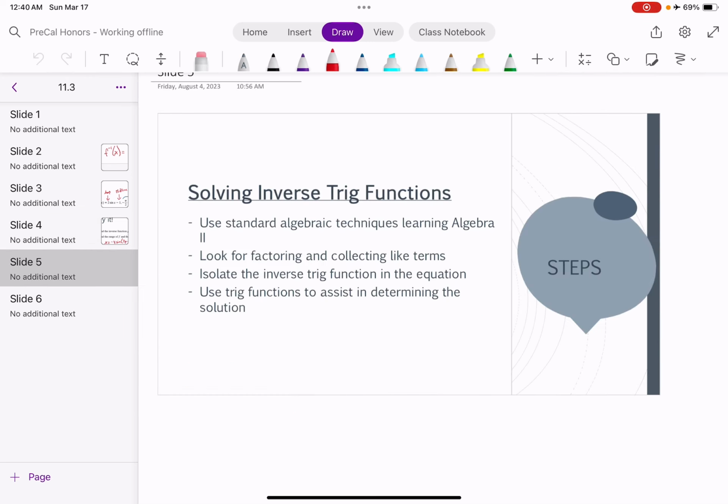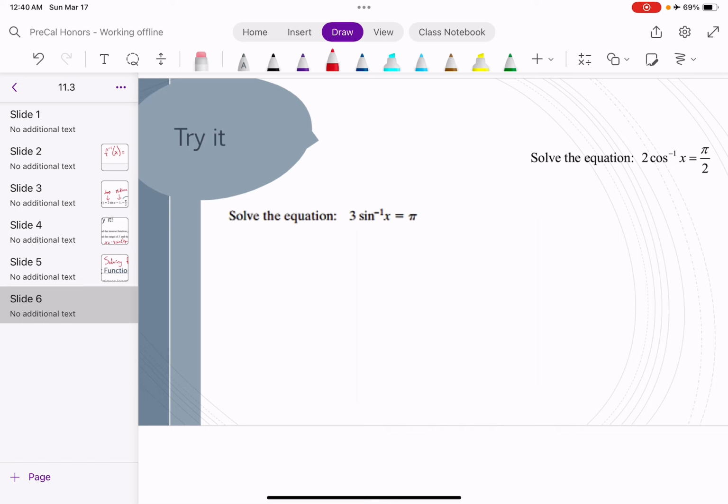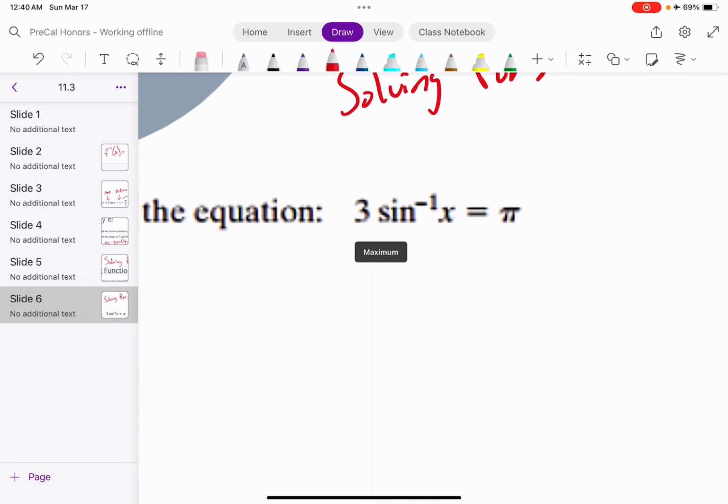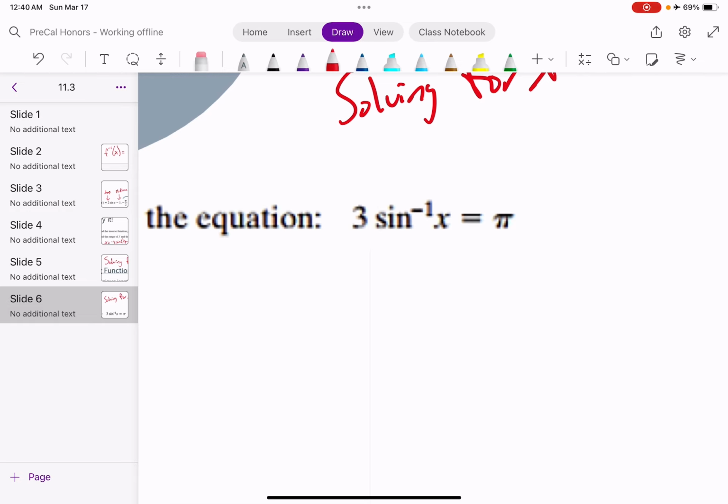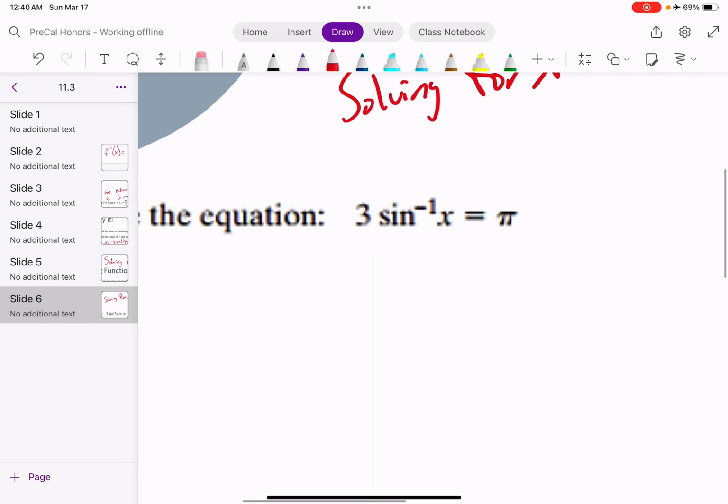Let's go ahead and take a look at slide 5. In slide 5, we are going to be solving for inverse trig functions. The easiest way to describe exactly what's going on is that you are solving for x. In slide 6, if we take a look at this first equation, and remember, we are solving for x. First step we're going to take is dividing both sides by 3. So inverse sine of x is equal to pi over 3.